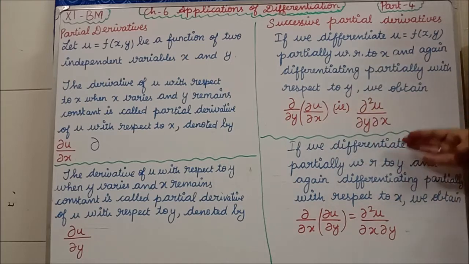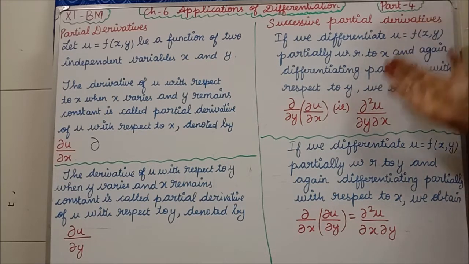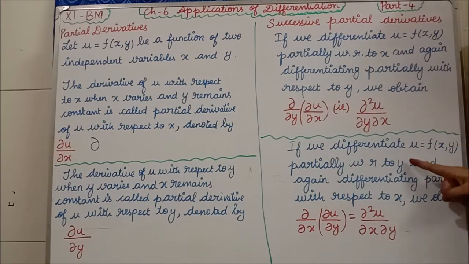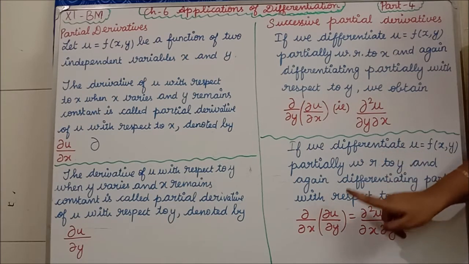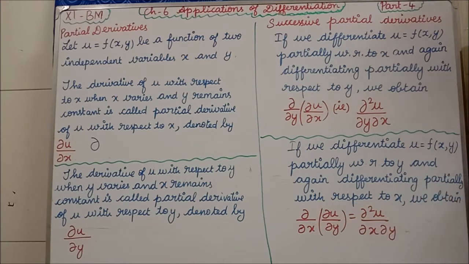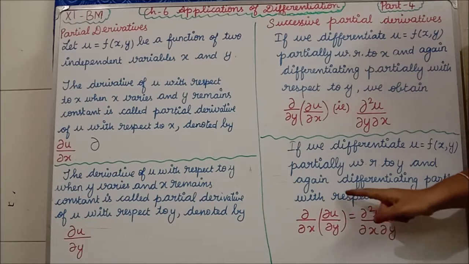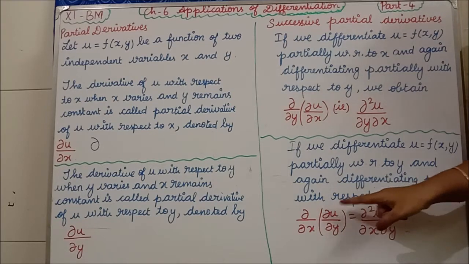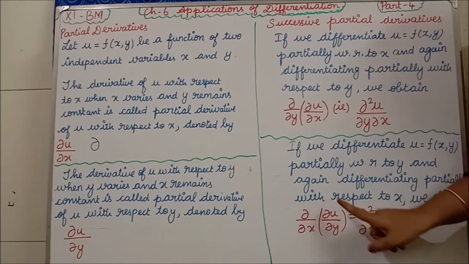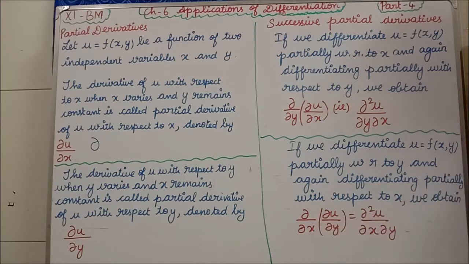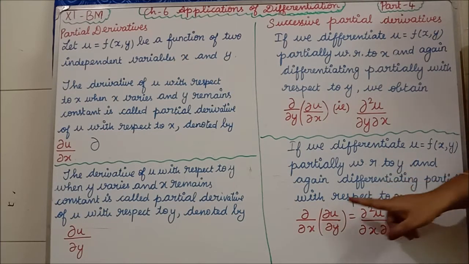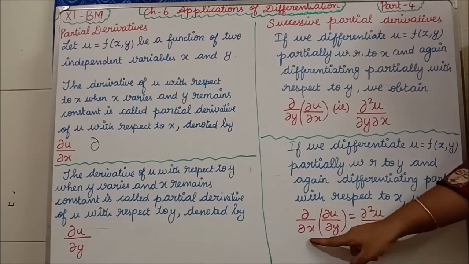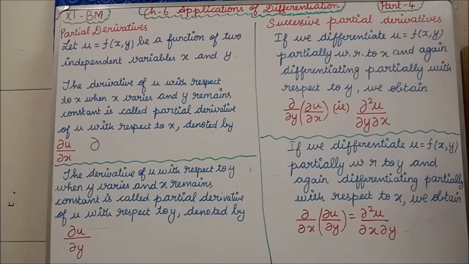If you are differentiating the u function partially with respect to y, partially with respect to y means dou u by dou y. This dou u by dou y again you are differentiating partially with respect to x. See, dou by dou x, what will we get? Dou square u by dou x dou y we will get.